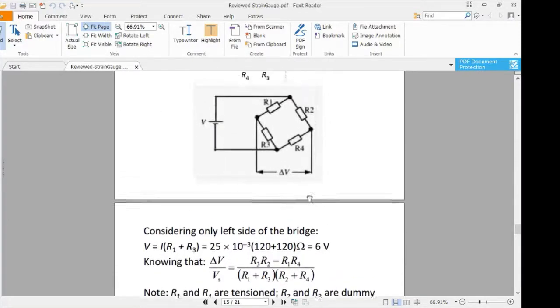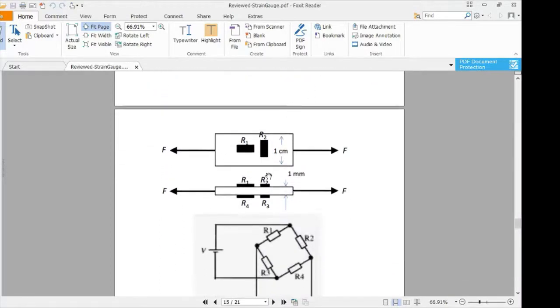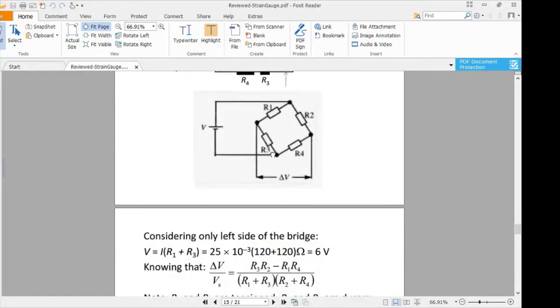Alright, we know only the current. In the question, it said that the current flowing to each of the strain gauge sensors is 25 milliamp. Therefore, we need to know what the voltage supply onto the Wheatstone bridge is, and this can be determined by using Ohm's law.